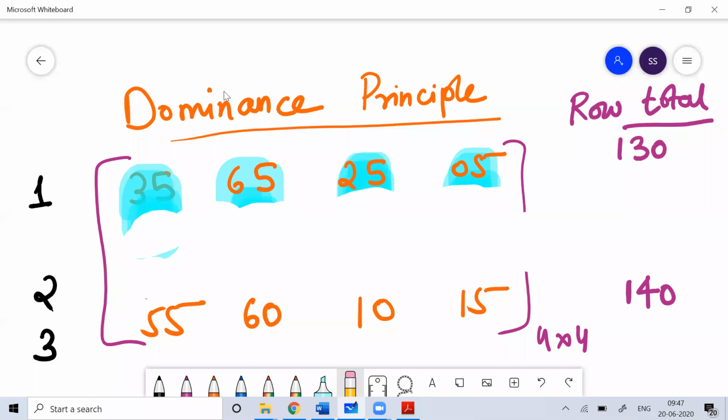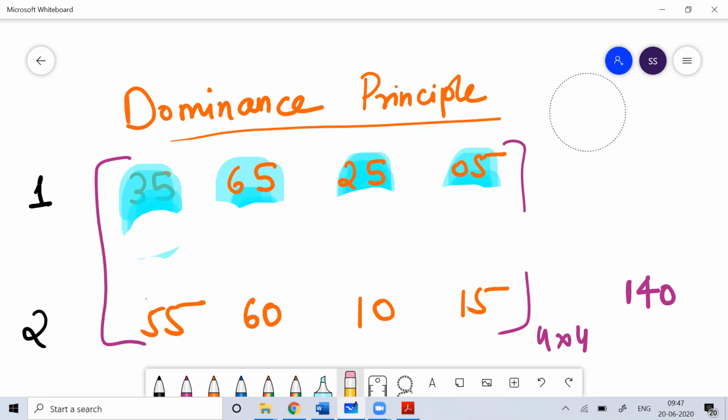Okay, so now we are left with only two rows, row 1 and row 2. I don't think all the elements of row 2 are bigger. You can see this is bigger: 55 is more than 35, but 60 is not more than 65. So nothing can be done. Now you cannot do any deleting work row wise.